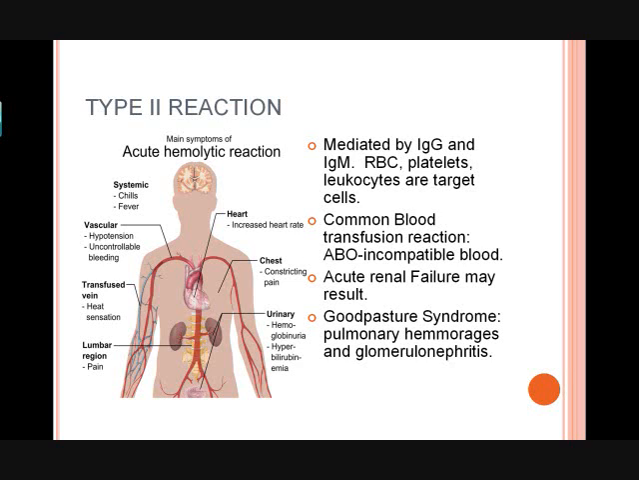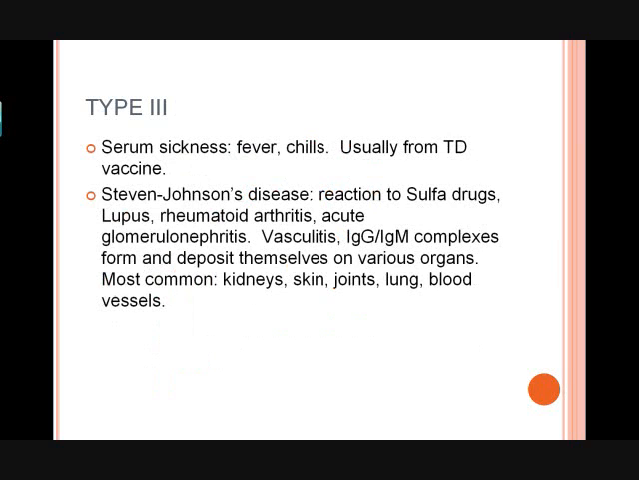So Goodpasture syndrome, if you're ever questioned about that, affects the lungs and the kidneys. Type 3 reaction, serum sickness, fever, chills. It could be from the diphtheria, tetanus vaccine. Stevens-Johnson's disease. It's a reaction to sulfa drugs. Lupus, rheumatoid arthritis, acute glomerulonephritis, vasculitis. IgG and IgM complexes form and deposit themselves on various organs. The most common organs are the kidneys, the joints, the skin, the lung, and the blood vessels.